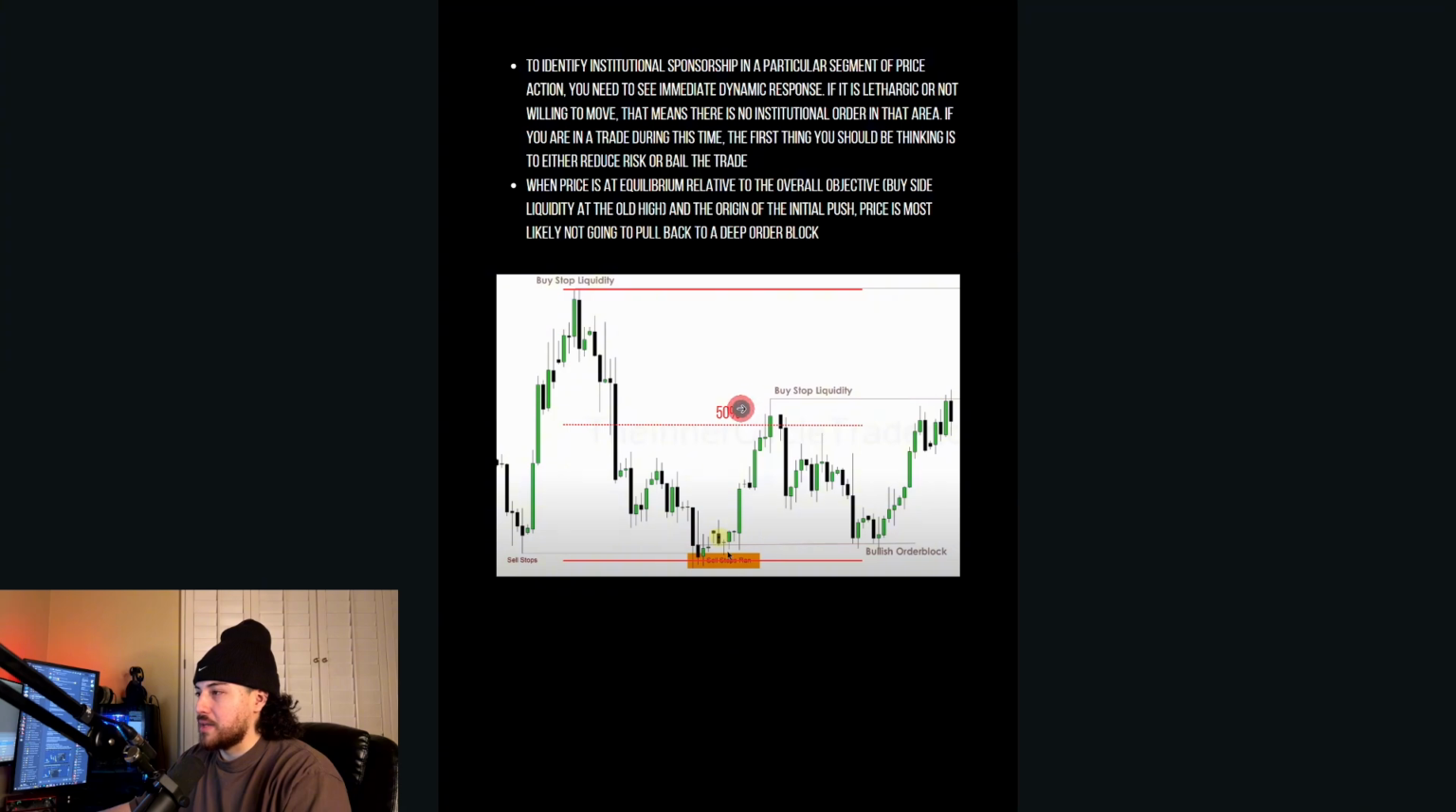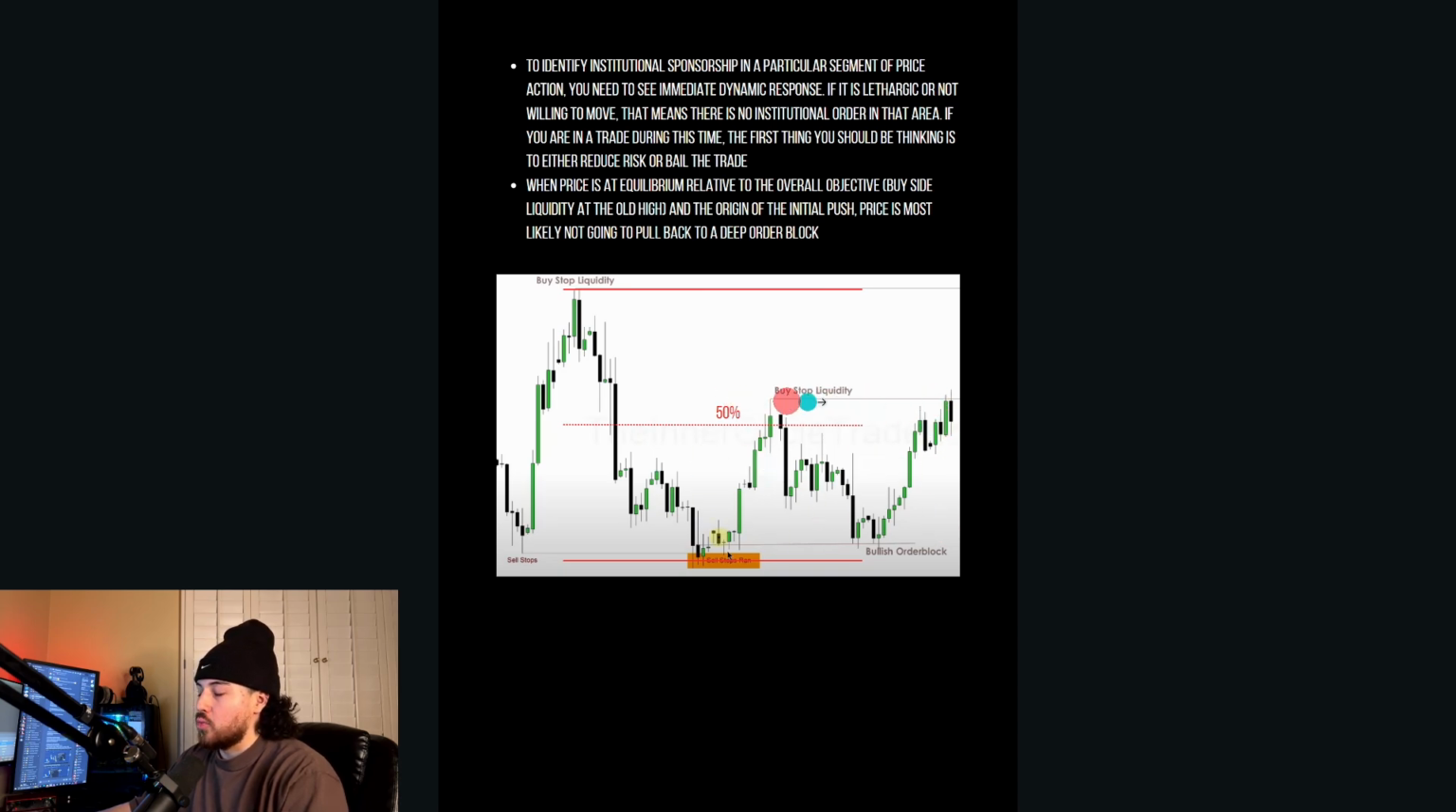If that didn't make sense, I'll try to reword it. When I talk about the 50%, I am using the origin of the push, which is somewhere down here, and then where we anticipate price to go. So from this low up to the high, the 50% of that move, if you see price above the 50%, most likely price is not going to give us a deep pullback as we did here.